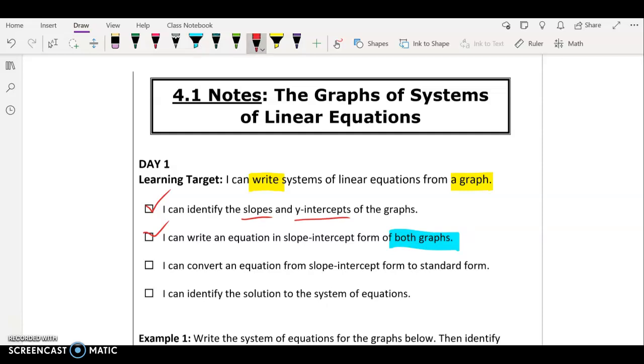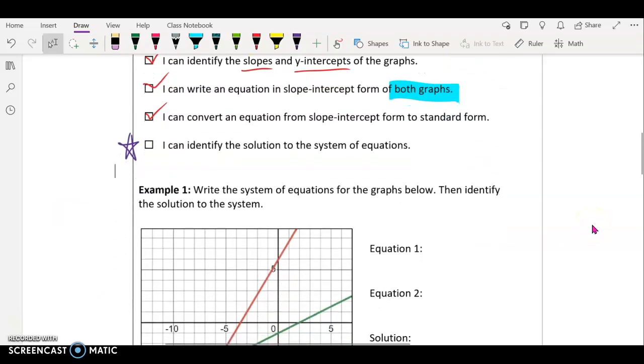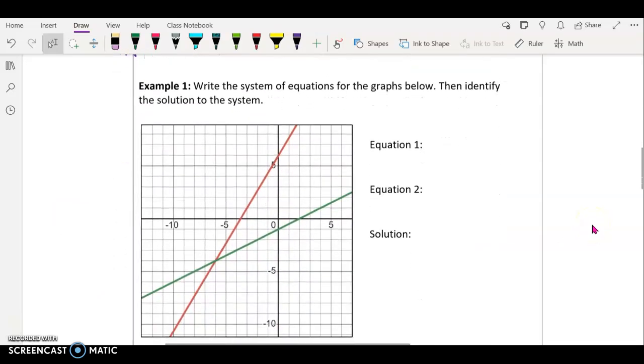And we have also already learned how to convert from slope-intercept form to standard form. The only thing that's really new for us in this lesson is that we can identify the solution to the system of equations. It does have an answer, a solution, and we're going to talk about what that solution is in a moment. So let's go and look at the first example in your notes. It's asking us to write the system of equations from this graph.